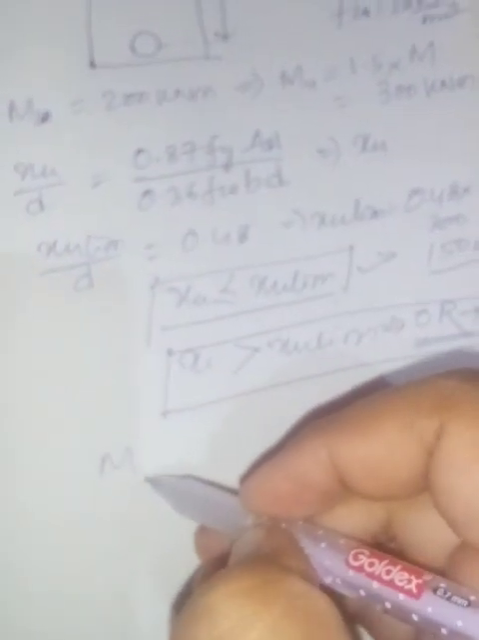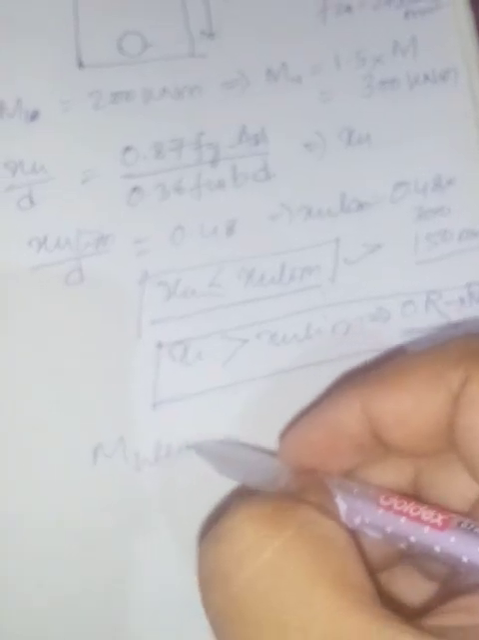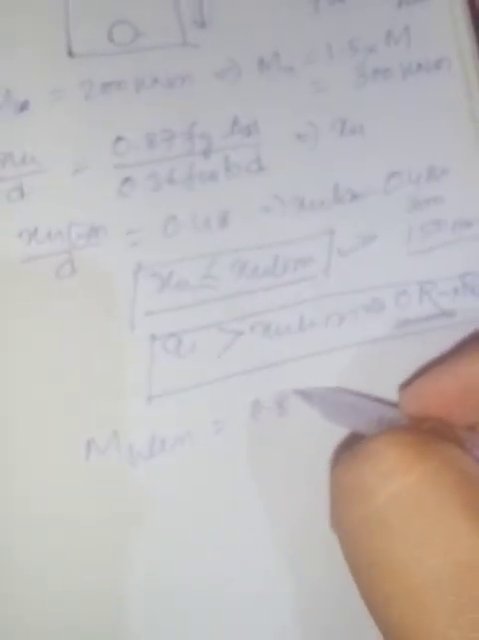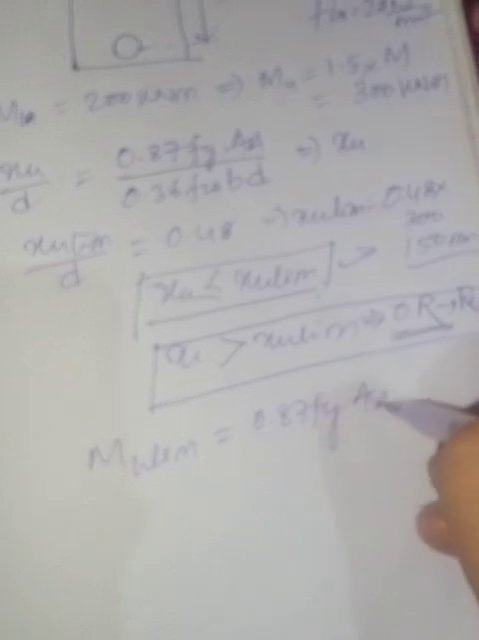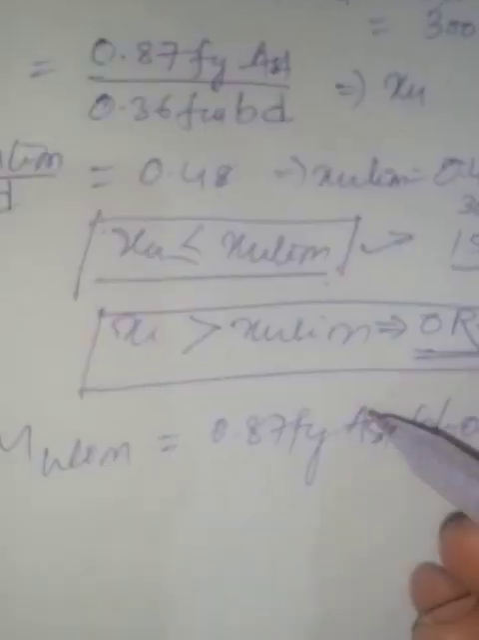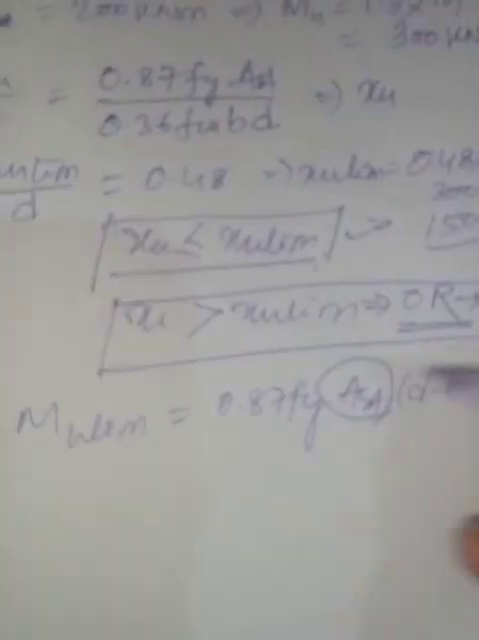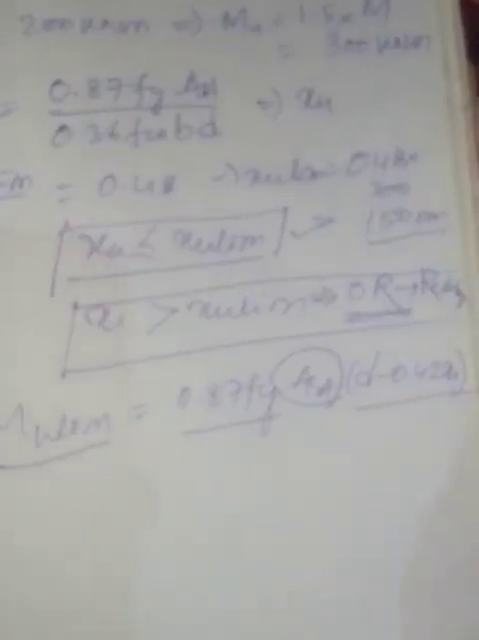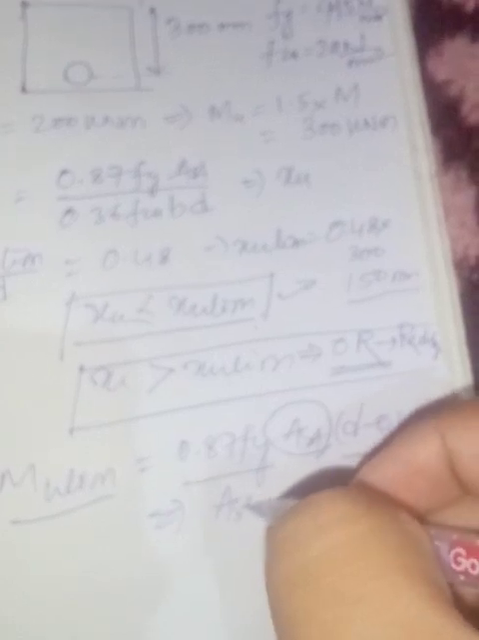And from this we will check XU is less than or equal to XU limit. Then we will find out Mu limit equal to 0.87 Fy Ast into D subtract 0.42 XU. From this we will put the Mu limit, 0.87 Fy, D subtract 0.42 XU, and we will find out Ast, how much. This is our required design.